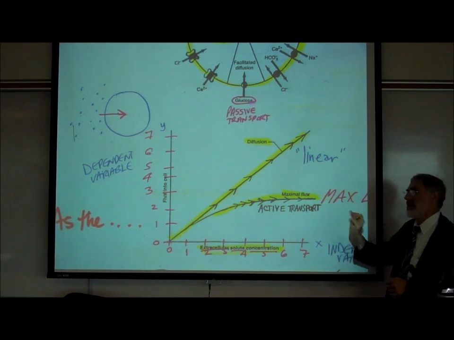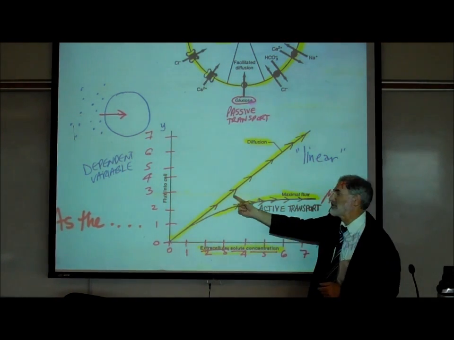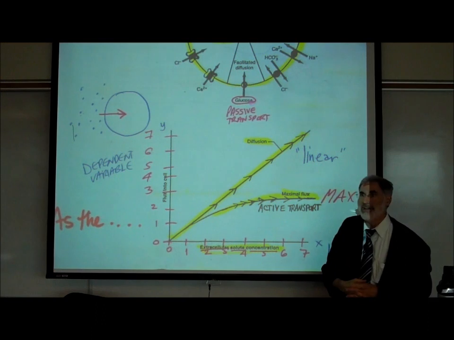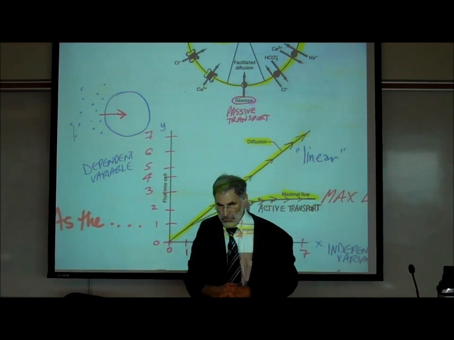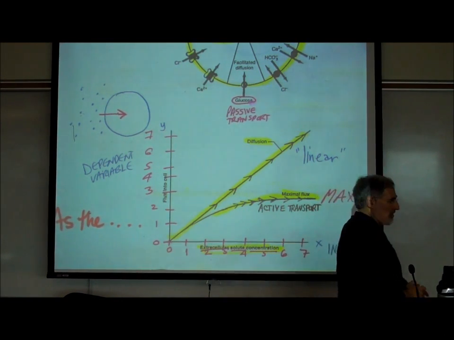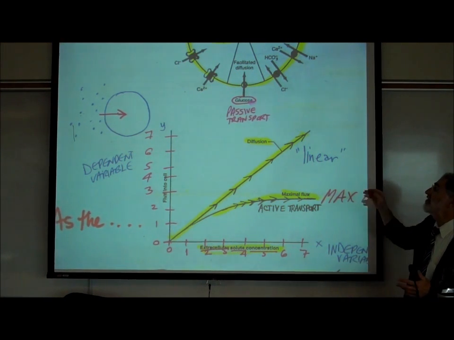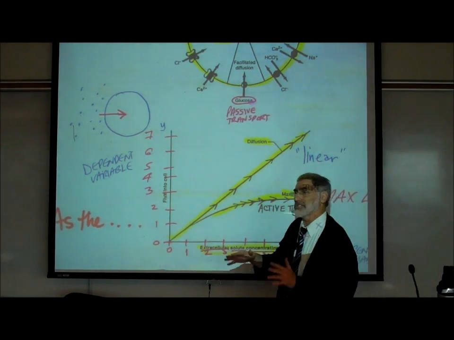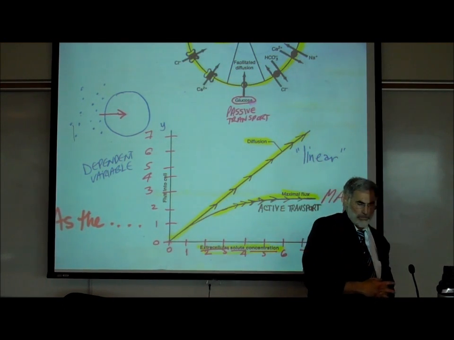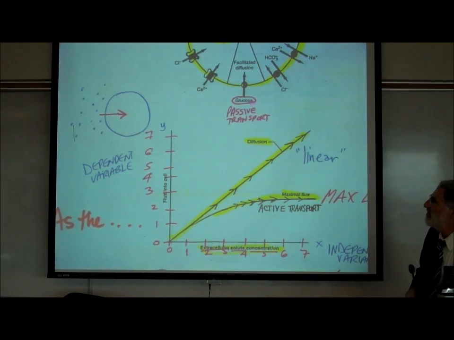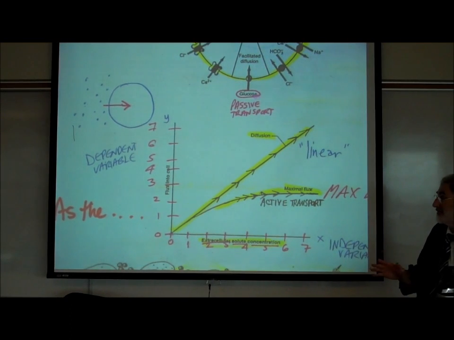Linear means a straight line. All right? It's directly proportional. And that's typical of diffusion. As the concentration of a chemical on the outside of the cell increases, the flow into the cell increases proportionally. Directly proportional. It's linear. That's what happens in diffusion.